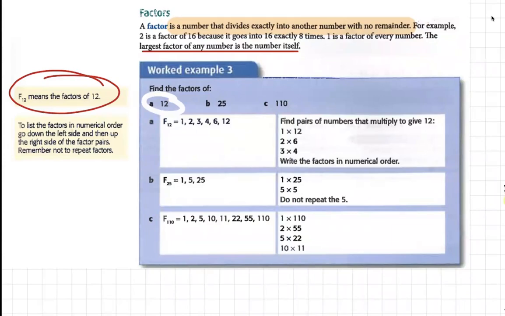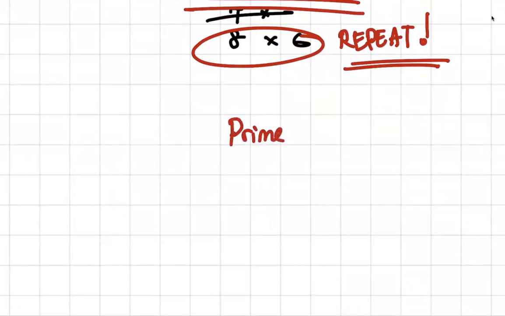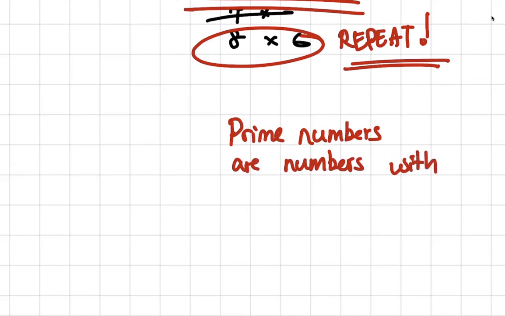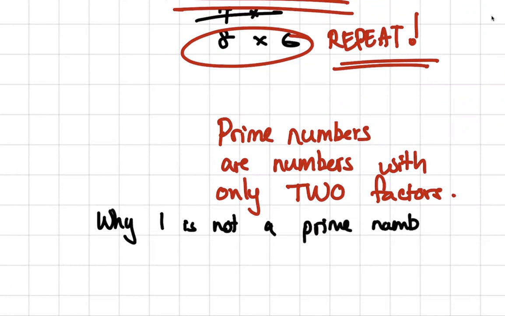Since we're talking about factors, I'll just touch a little bit on prime numbers. Prime numbers are numbers with only 2 factors. This is one of the reasons why 1 is not a prime number, because it doesn't fulfill this condition. What are the factors of 1? 1, that's it. There's only 1 factor. So this does not qualify to be a prime number.